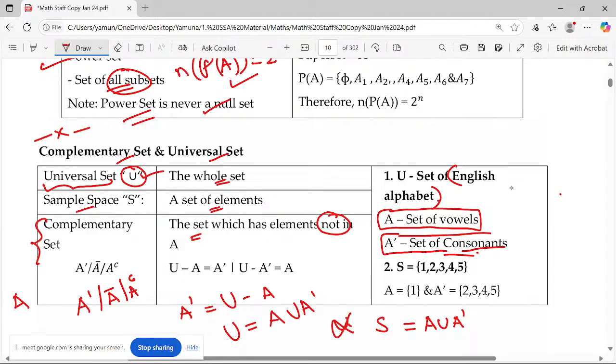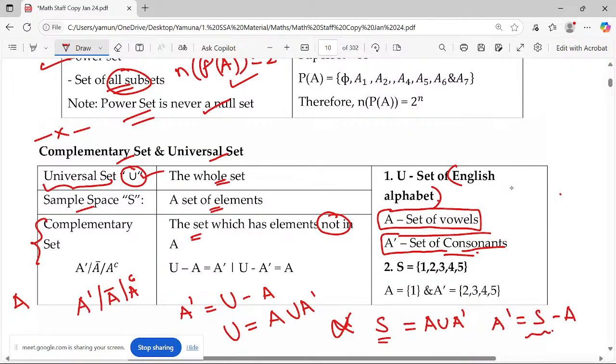See, if I know about natural numbers, then it's okay. If I don't know what the main set is, then how can I talk about the A complement? So in that case, if no universal set is given, we'll talk about the sample space. Okay. So S is equal to A union A dash. So shall I write A dash is equal to S minus A?